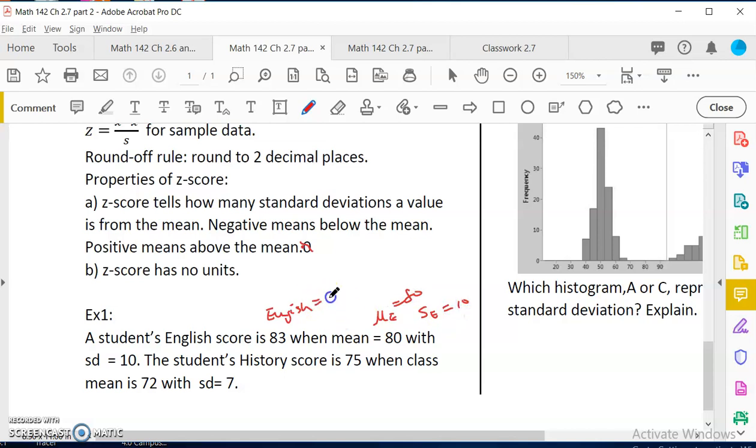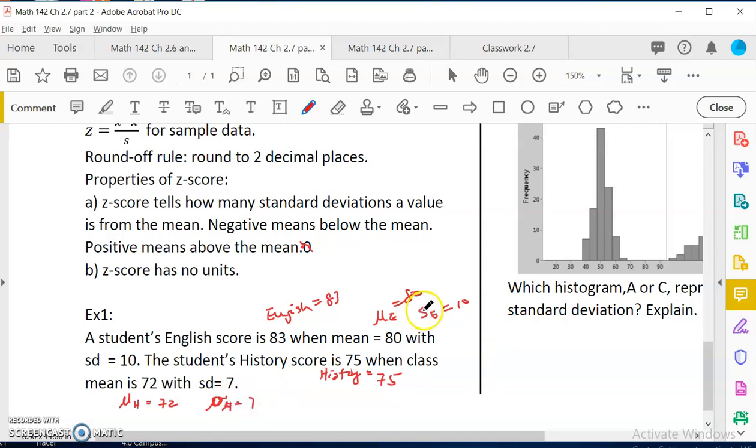So this person's 83 is pretty good, a little bit, 3 points above the mean. But another student's history score is 75. This is history. But this history class mean, sometimes when the class is not doing as well, so we say mu of history is 72. So this person is also 3 points above it. Do they score the same? And then sigma of H is 7.